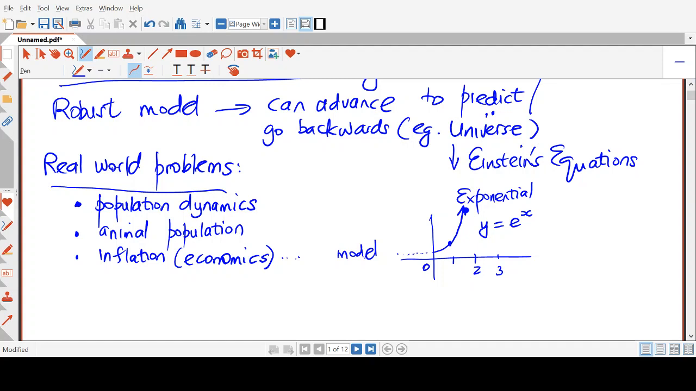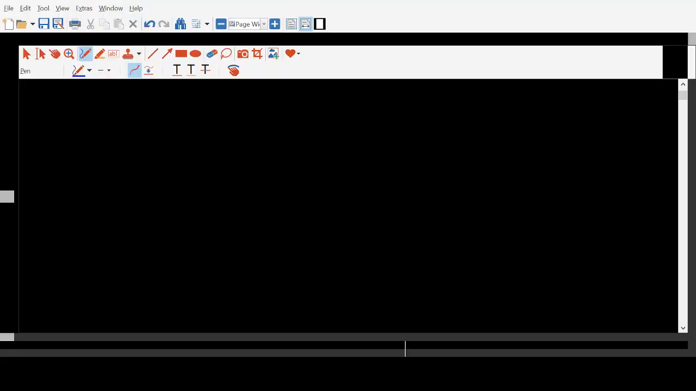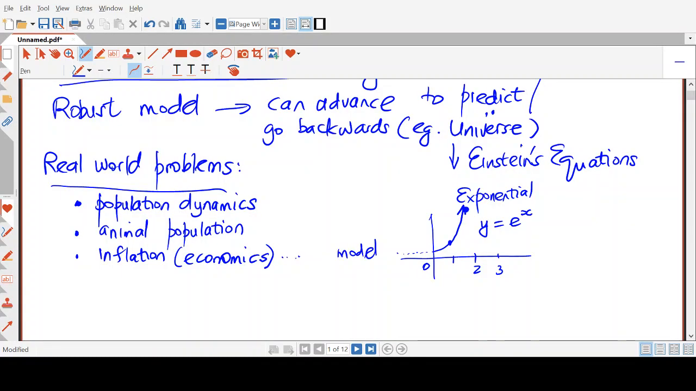So the point I'm making is that the inflation model is exponential. That's why small aberrations in X give you huge aberrations in Y. You've got to balance that off.